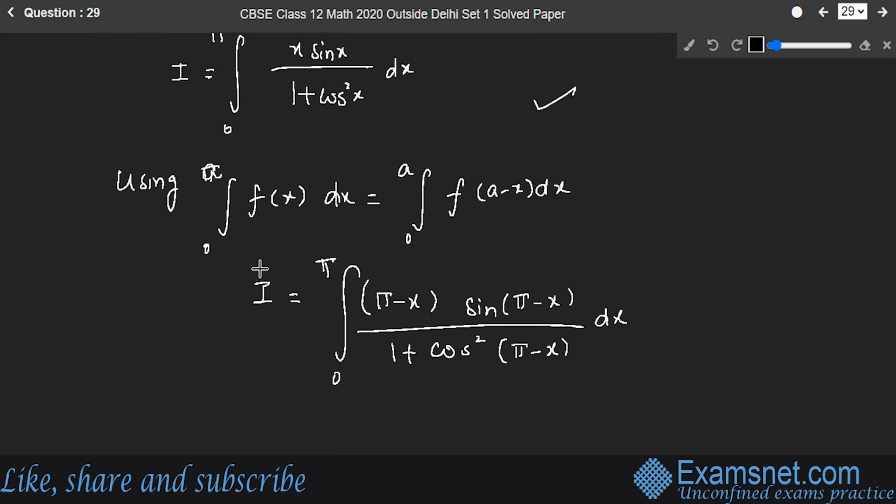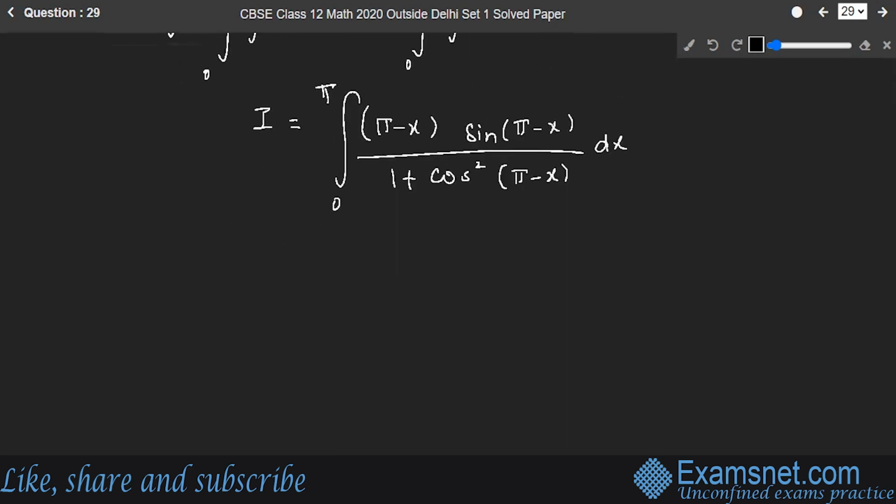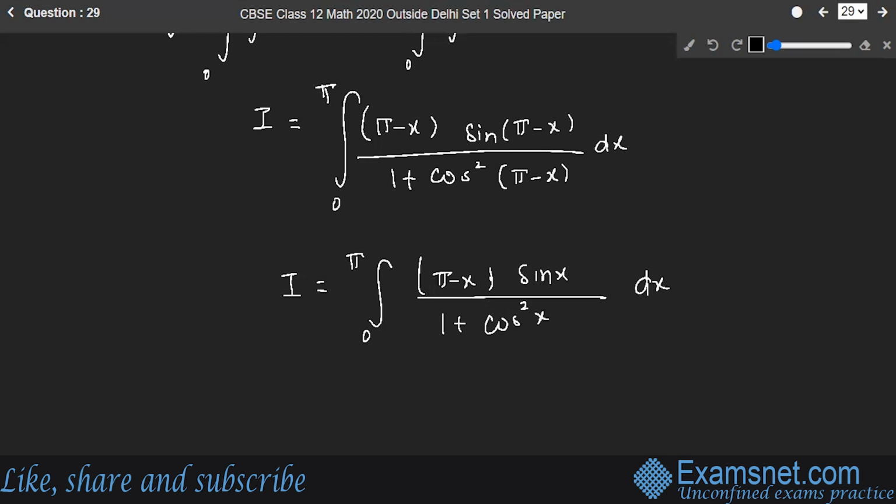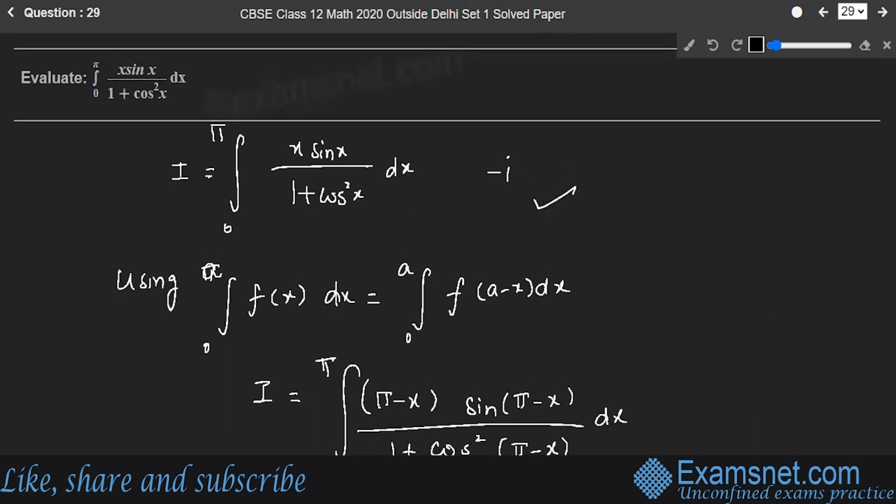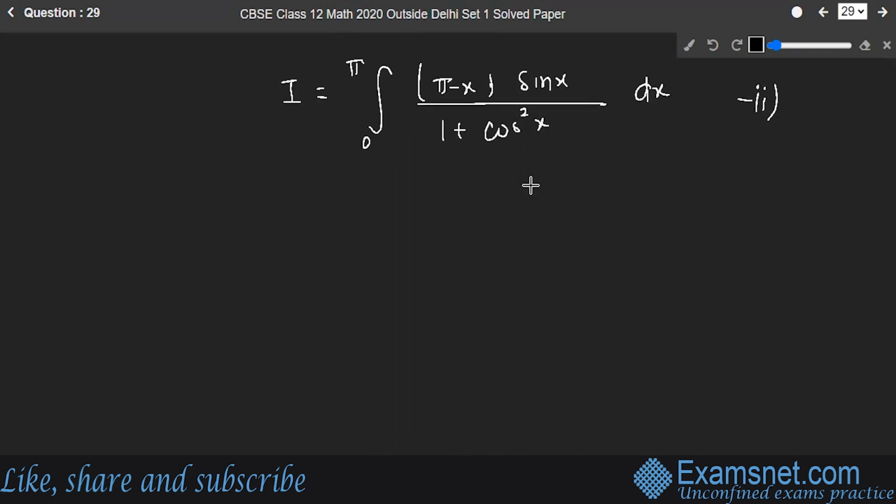So this I now is equal to integral 0 to pi minus x, sine pi minus x is equal to sine x only, and 1 plus cos square pi minus x will be equal to cos square x only dx. Now let's say this is equation 2 and this one as equation 1. Adding 1 and 2, you will get 2I is equal to 0 to pi.